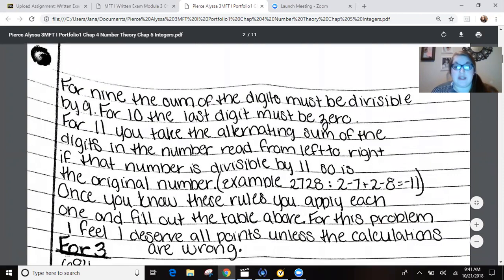For 11, you have to take the alternating sum of the digits in the number read from left to right. If that result is divisible by 11, then so is the original number. So what that means is if we had 2,728, you would say 2 minus 7 plus 2 minus 8 equals negative 11, which we know is divisible by 11. So once you know these rules, you can apply each one and fill out the table above.